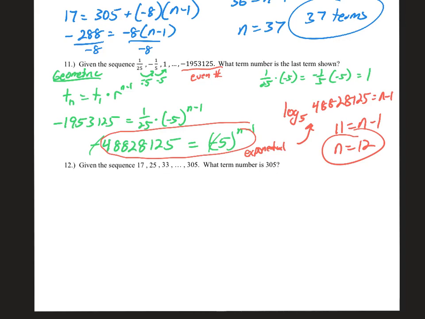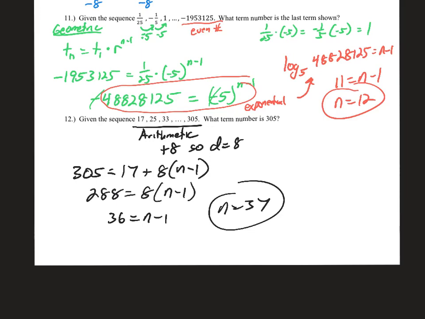All right. You guys can try the last one and pause and come back and you'll see the answer, and then the lesson's over. Dopey me, didn't even realize that it was the same problem as number 10, just written in the reverse order. But anyway, n equals 37.